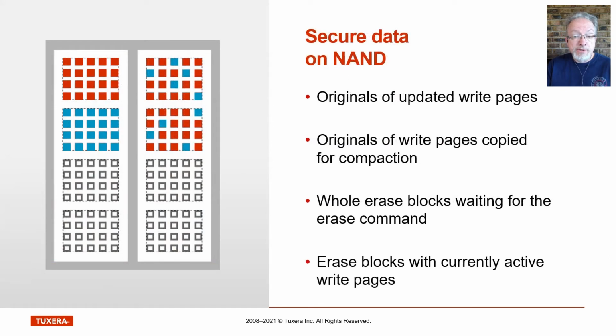So which write pages can have secure data? Well, originals of write pages that were updated, originals of write pages where the data secure was copied elsewhere, waiting for a compaction, any situations with secure data in an erase block, which hasn't been erased yet, and then, of course, any live pages with secure data. There's other situations like static wear leveling that could cause copies of secure data as well.